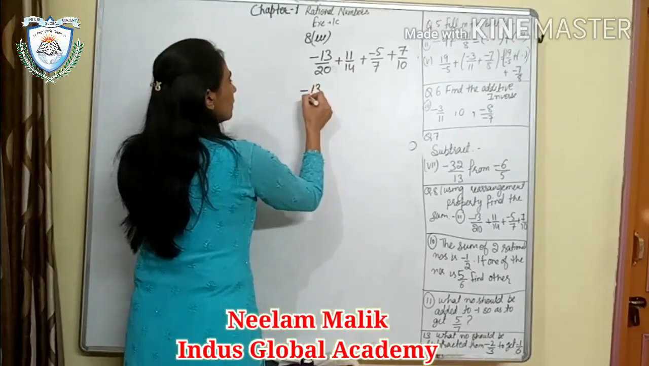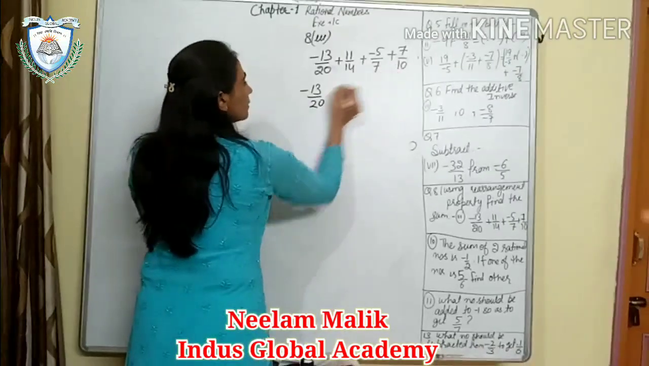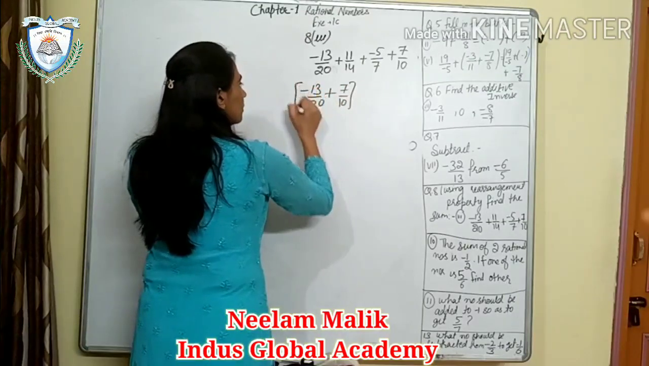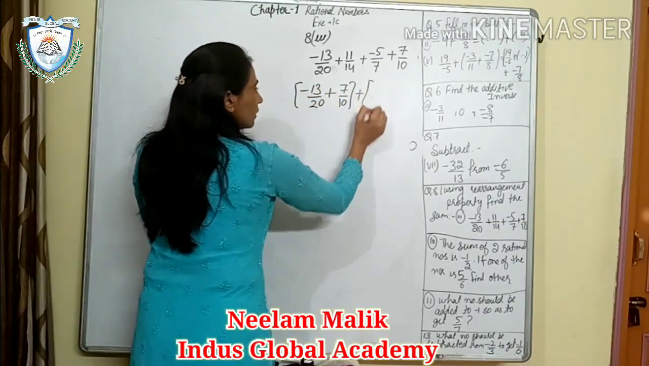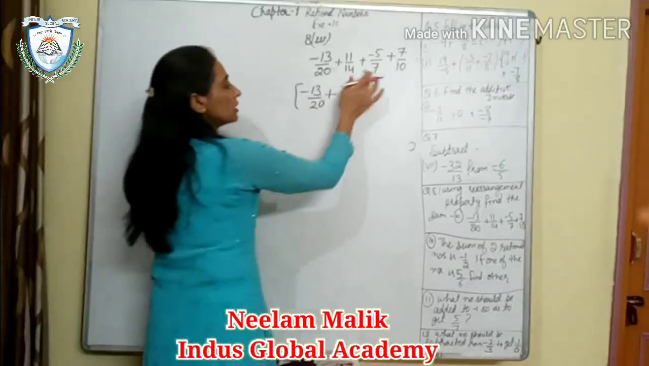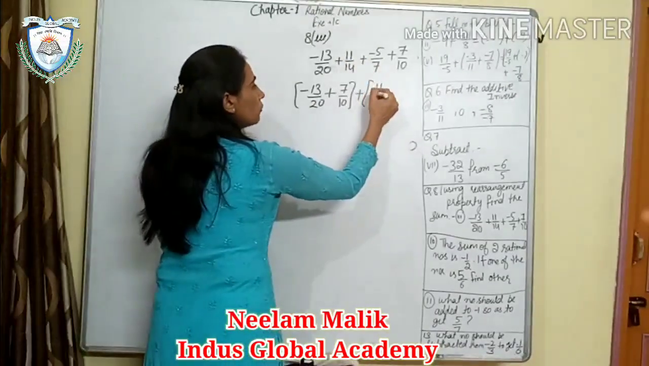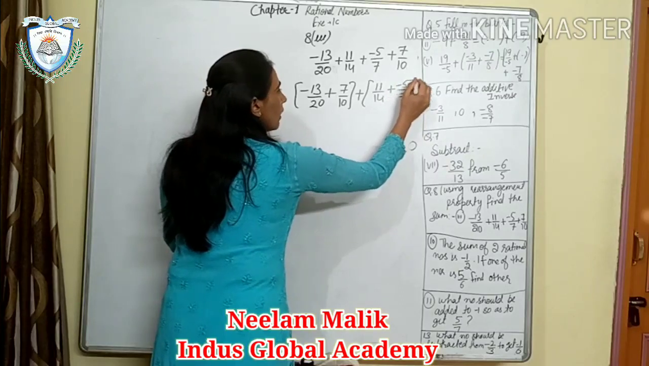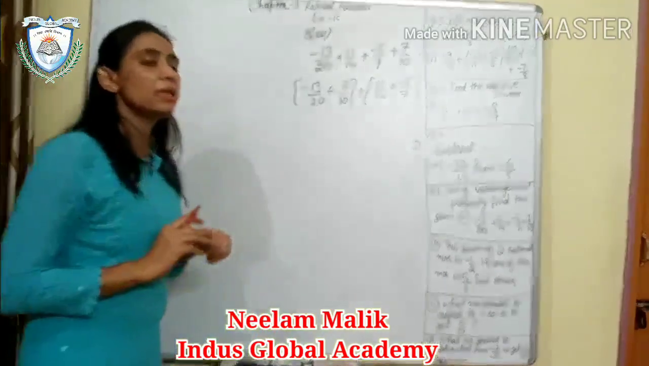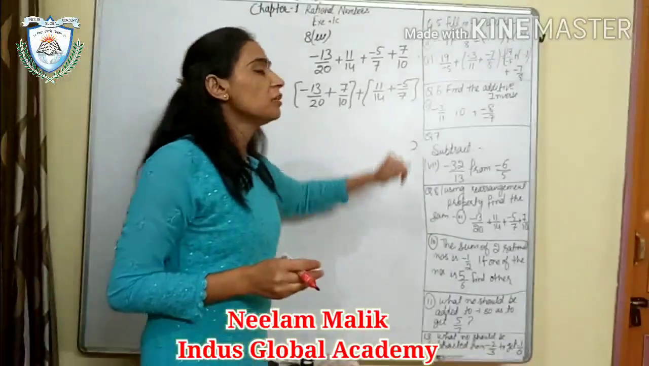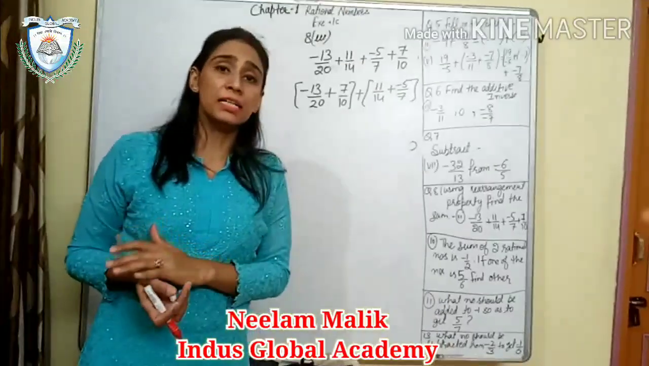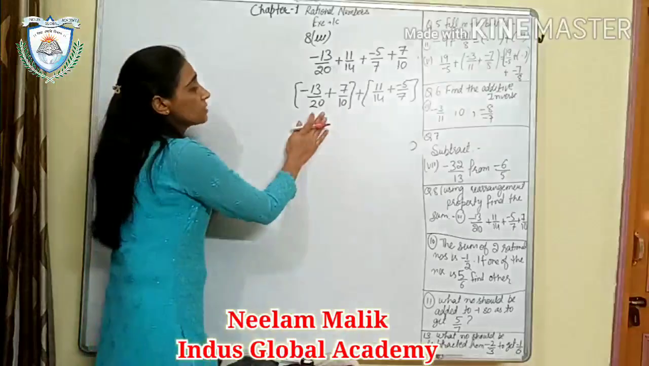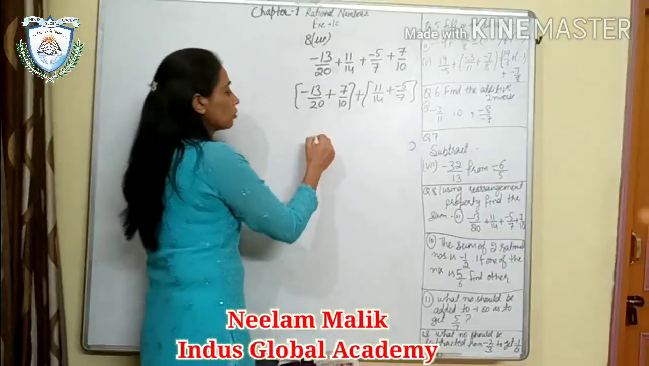Minus 13 upon 20, take this 7 upon 10, put this in one bracket. Plus sign, take the remaining numbers: 11 upon 14 plus minus 5 upon 7. Why have I taken 20 and 10 together and 7 and 14 together? Because when I take the LCM, it will be very easy for us. So what will be the LCM of this? LCM of this will be 20.